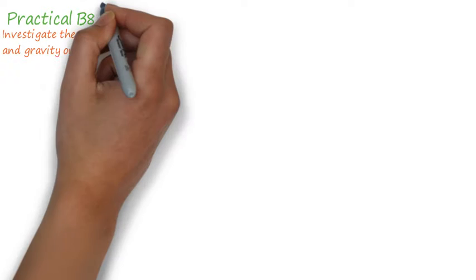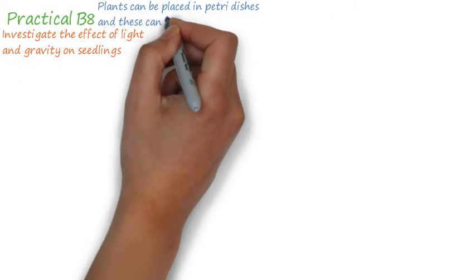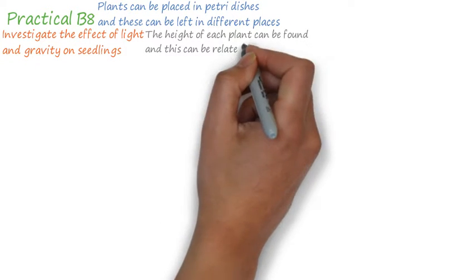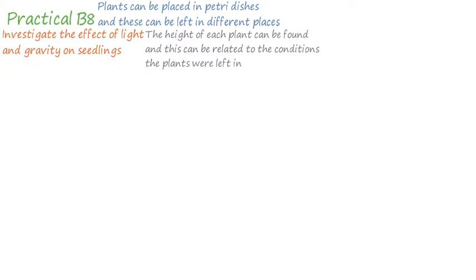In this practical, you have to investigate the effect of light and gravity on seedlings. You can set up plants in petri dishes and leave a number of petri dishes in different places, for instance in direct sunlight and another in a dark cupboard. You can then measure the height of each plant in each petri dish and find out if the plants grow towards the sunlight or not.